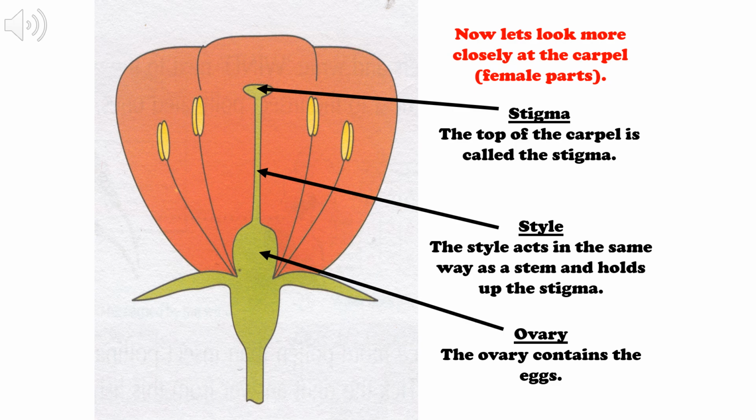So on the screen in front of you, we're going to look a little bit more closely at the carpel, which is the female part of the flower. So on the screen, you will see three arrows. The top arrow points to the top of the carpel, which is called the stigma. The middle arrow points to the style. The style acts in the same way as a stem and holds up the stigma. And the third arrow at the bottom of the flower is the ovary. The ovary contains the eggs.